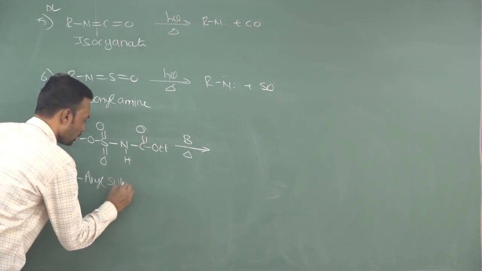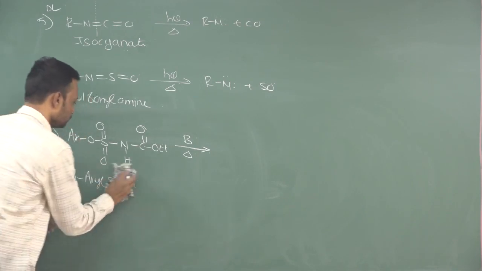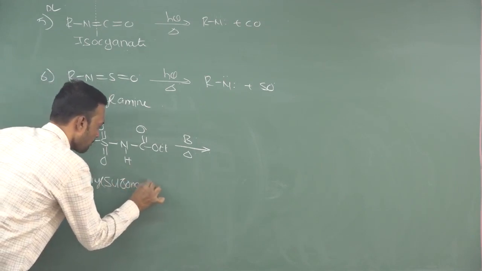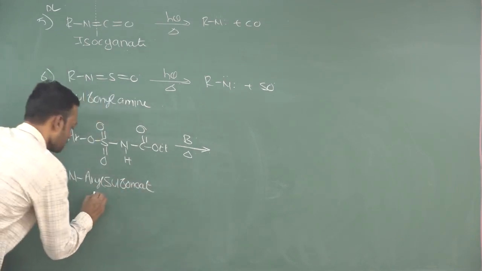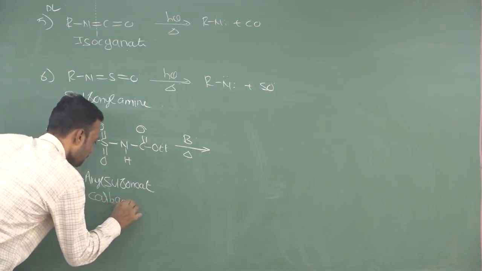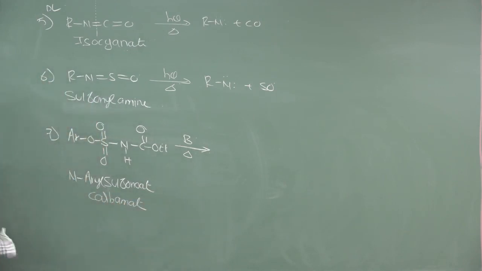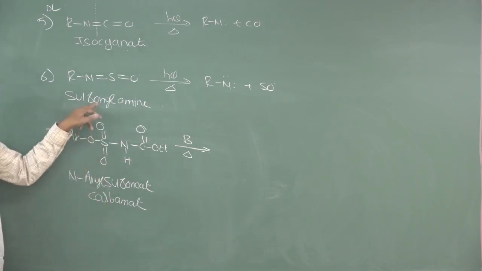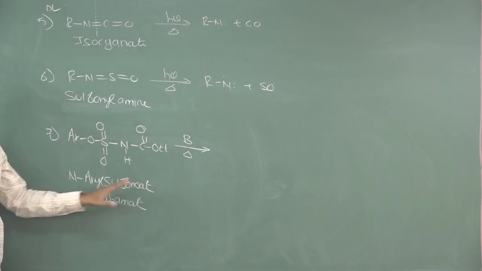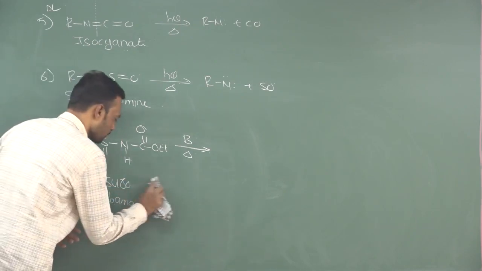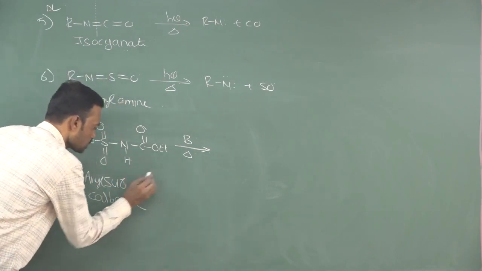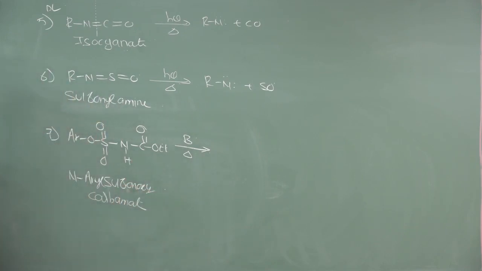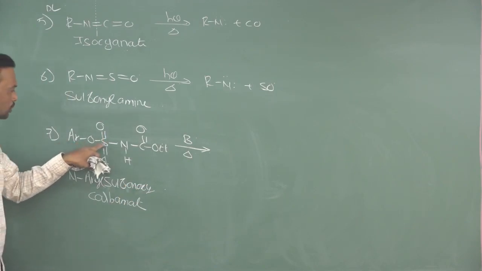Okay. So this is called sulfonoate, sulfonoate carbamate. Otherwise you can say sulfonoxy. This is called sulfonyl and this is also called sulfonoxy. So N-aryl sulfonoxy ester derivative, you can also say sulfonoxy carbamate. So N-aryl sulfonoxy carbamate.